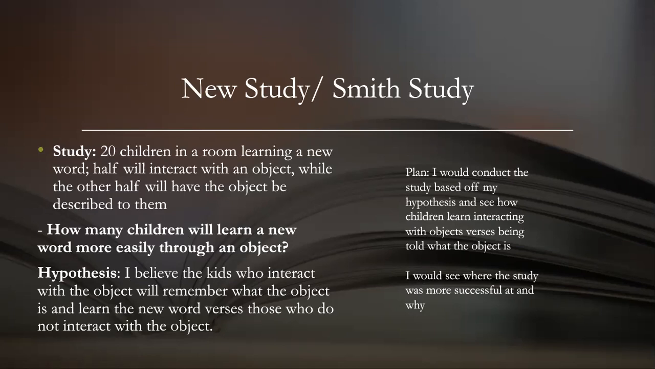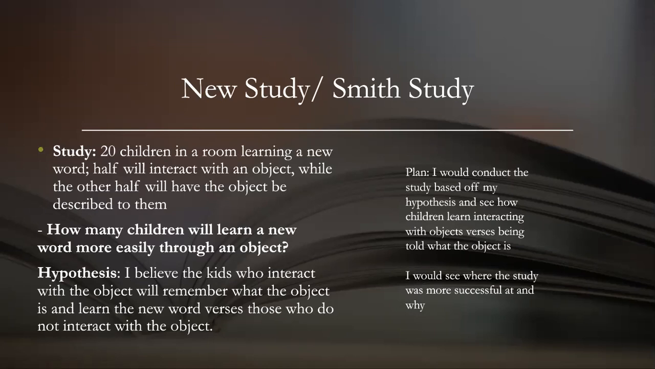The plan to conduct the study would be that I would conduct it based off of my hypothesis and see how many children would learn interacting with objects versus being told what the object is. And then I would see where the study was more successful and why it was more successful. So having a little sister who's in the prime time of her learning years, I could possibly test this on her just to see her reaction and what she does better with.